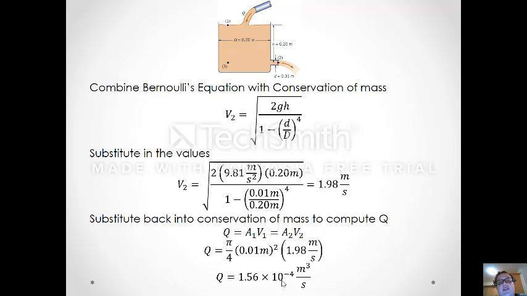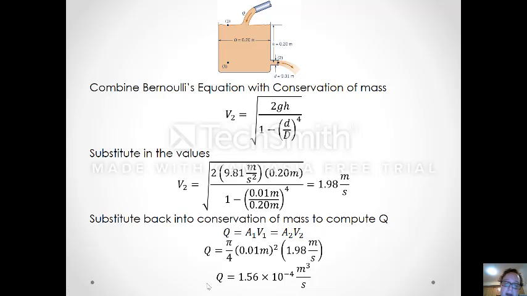When I combine those two equations, I then find an expression for V2 that looks like that ugly equation. I plug in all my values that I've been given, and I find that V2 is 1.9 meters per second. And then since I already have V2, I can just go ahead and calculate Q, and that is just going to be my velocity value here for V2 multiplied by my area value, and bam, I have Q.